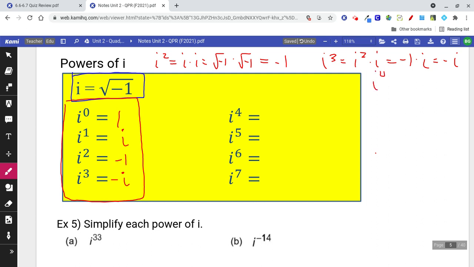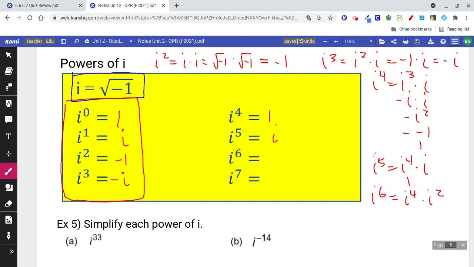If you look at i to the 4th, you could say, well, that's i to the 3rd times i. And i to the 3rd is negative i times i, that's negative i squared. And i squared is negative 1, so you have negative negative 1, which is positive 1. i to the 5th is i to the 4th times i. Well, i to the 4th we just found was 1, so that's 1i. i to the 6th, we could say that's i to the 4th times i to the 2nd. i to the 4th we learned was 1. i to the 2nd we learned was negative 1. That's going to give me negative 1.